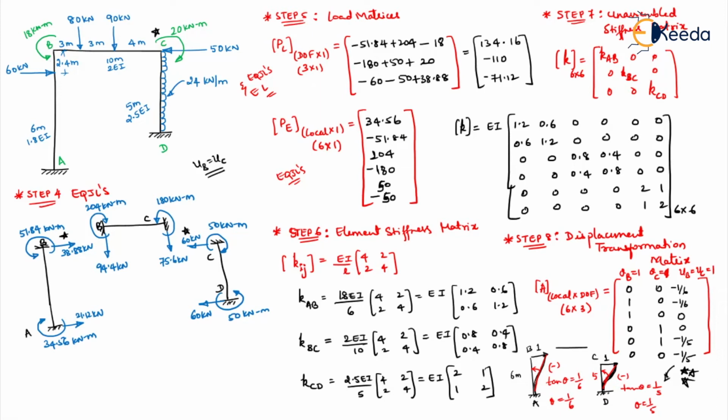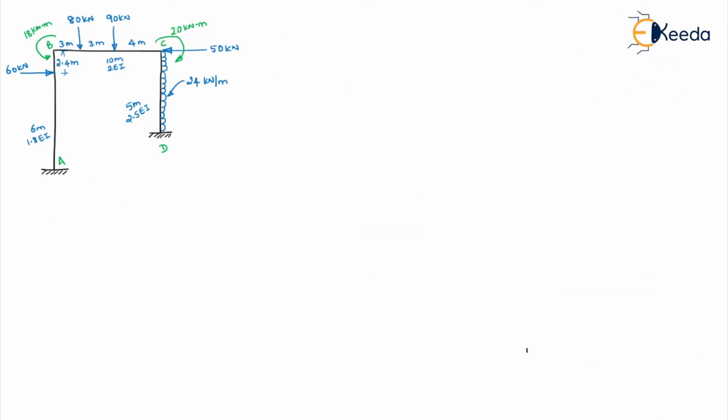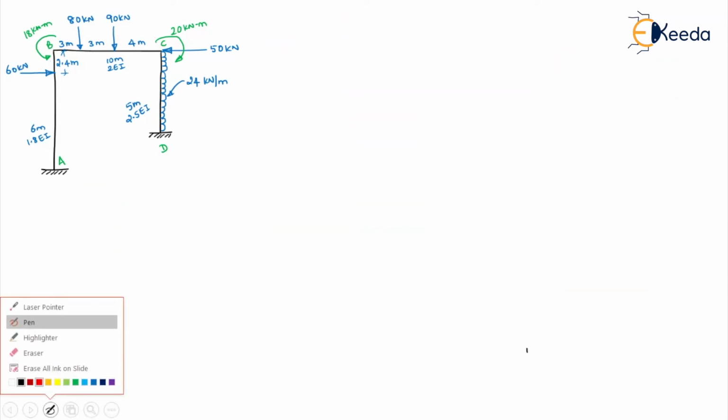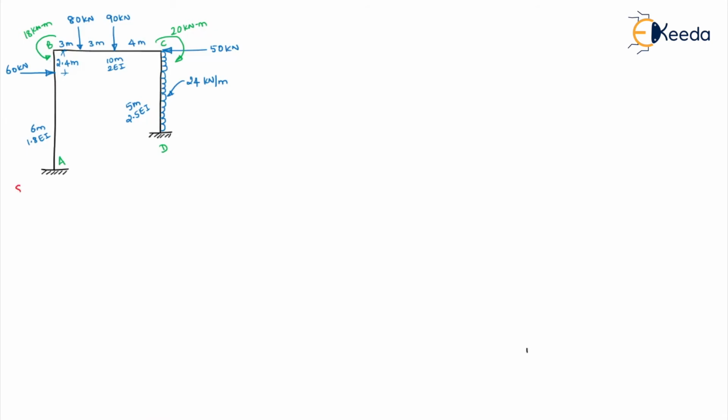So once you're done with your displacement transformation matrix, what is the next step? You have to find your global stiffness matrix. So let's write down the formula for the global stiffness matrix. That's your step 9, global stiffness matrix. So what is this? Capital K. What will be the size of your global stiffness matrix? Degree of freedom into degree of freedom. So that's a 3 into 3 matrix for this.